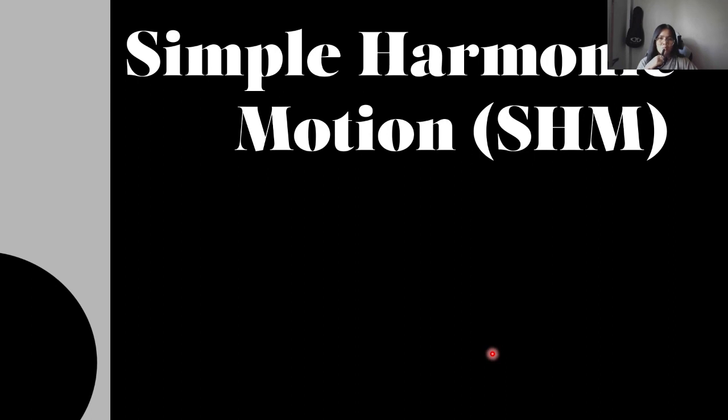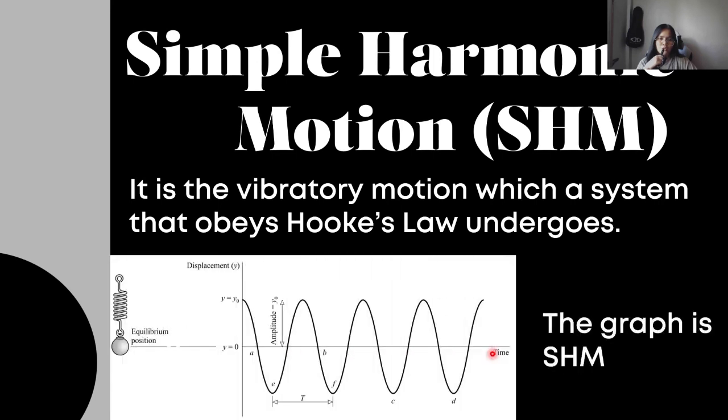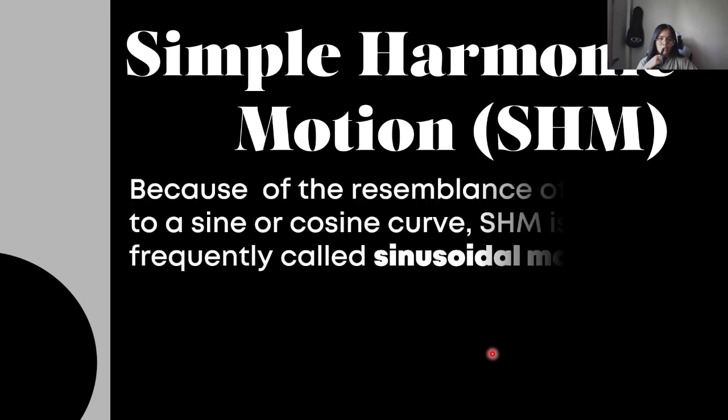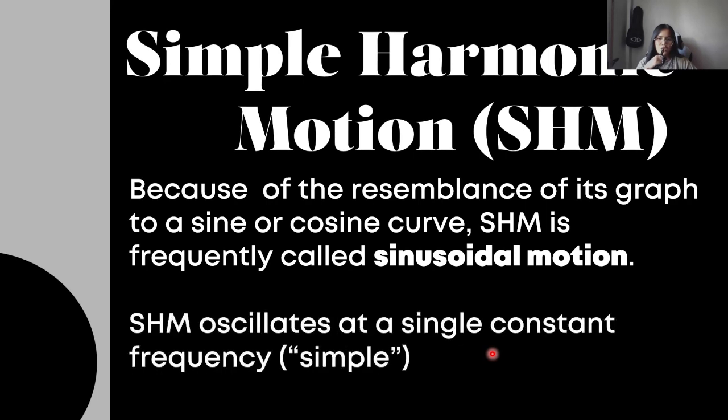And then we have simple harmonic motion, or SHM. It is the vibratory motion which a system that obeys Hooke's law undergoes. So, for example, yung graph kanina, it is an example of simple harmonic motion. Because of the resemblance of its graph to a sine or cosine curve, SHM is frequently called sinusoidal motion. SHM oscillates at a single constant frequency, kaya siya tinawag na simple.